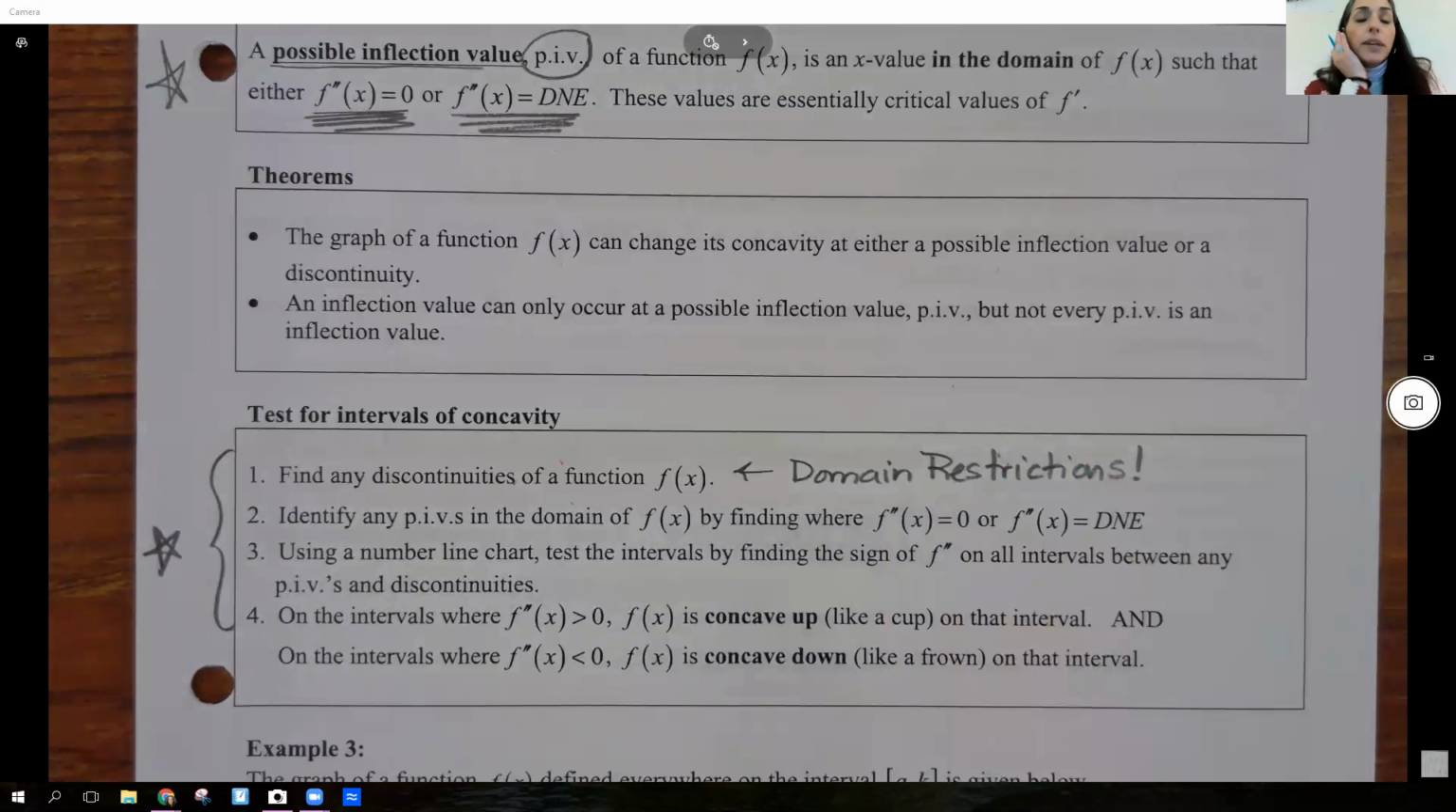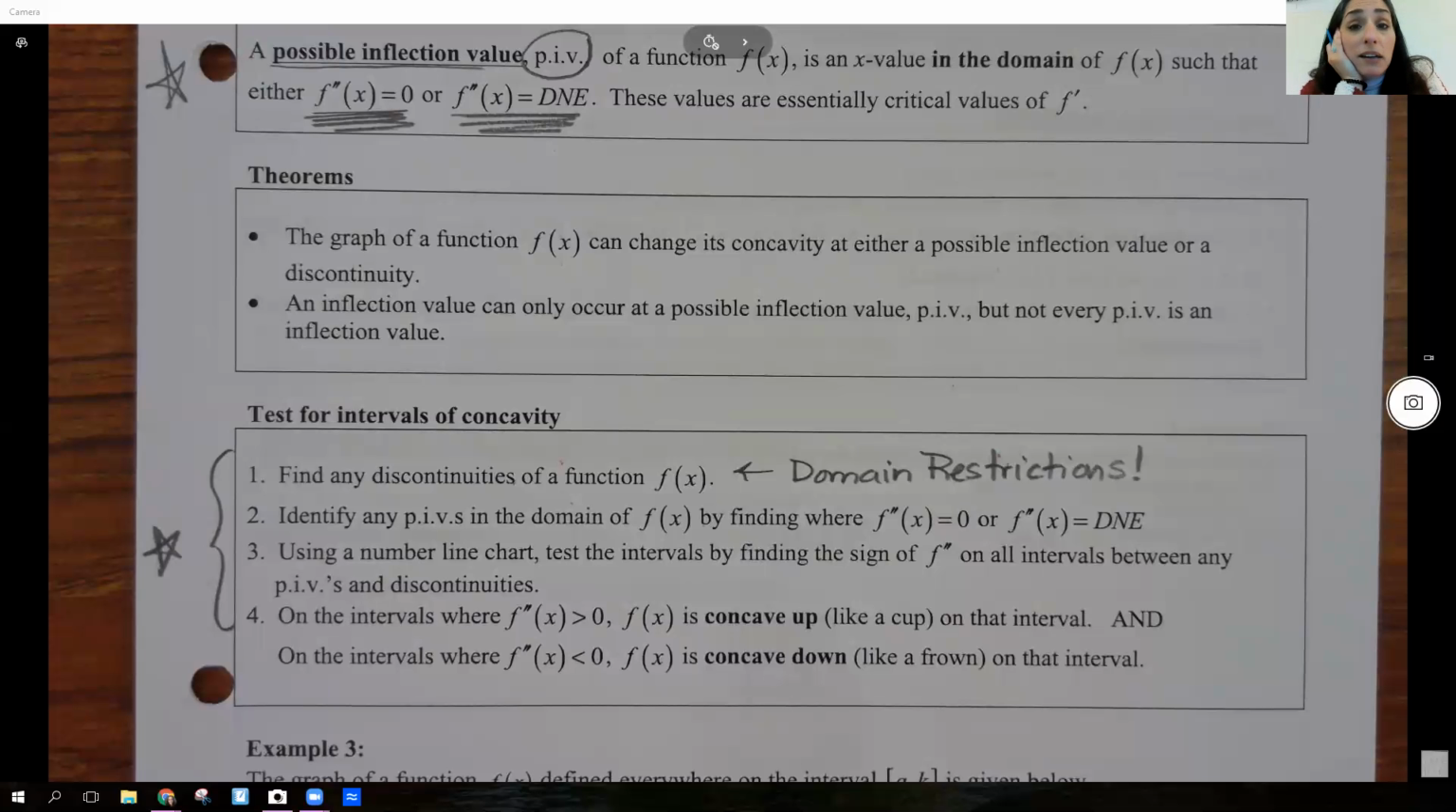So what we're going to do is determine the domain to see if there's any vertical asymptotes or jump discontinuities, that kind of stuff, or holes in the graph for that matter. And so that's step 1, figure out the domain. A lot of times they're just all real numbers, but sometimes you get one that has restrictions.